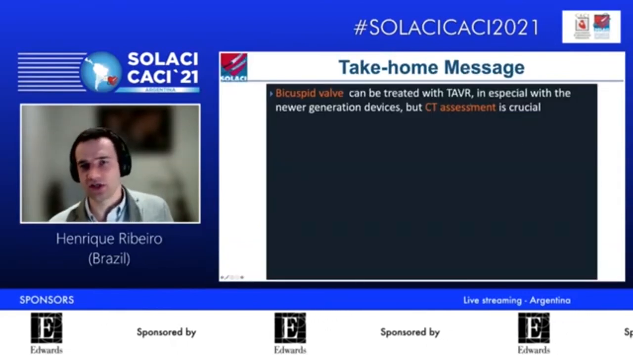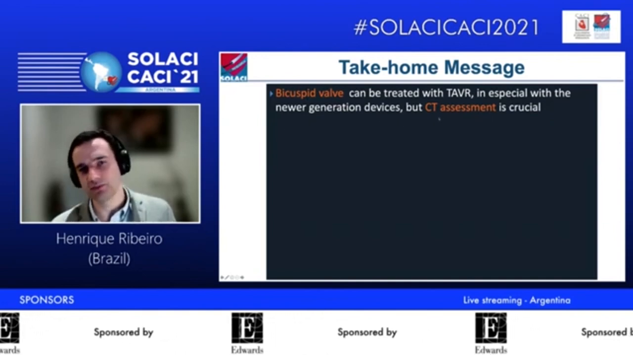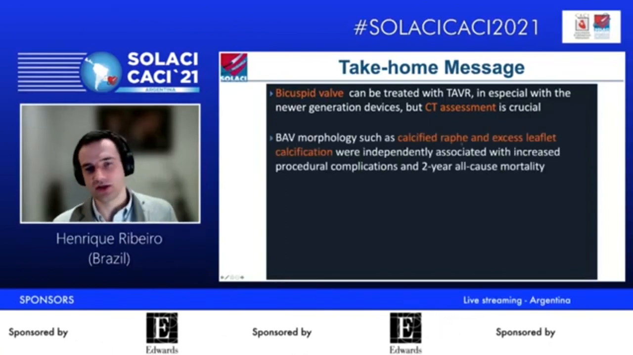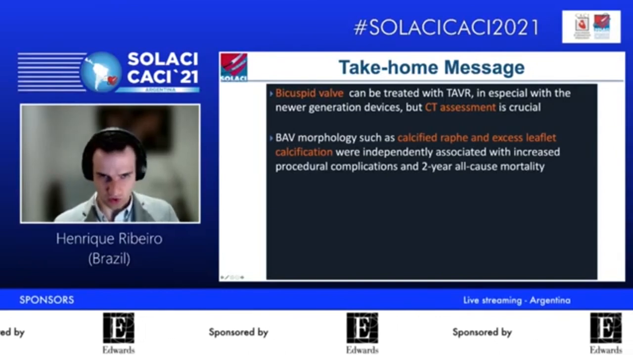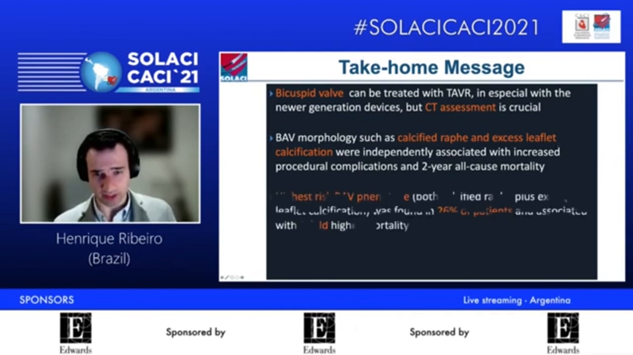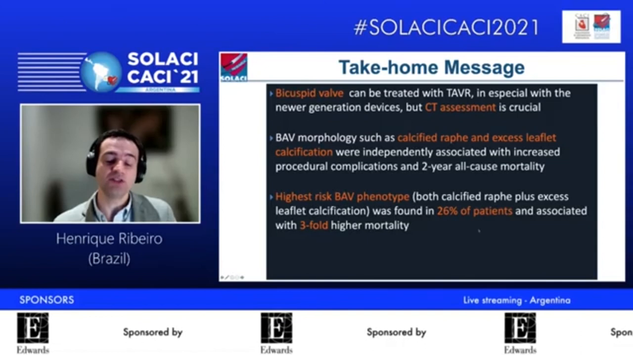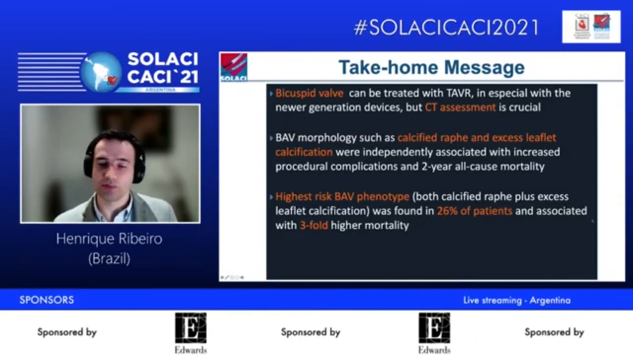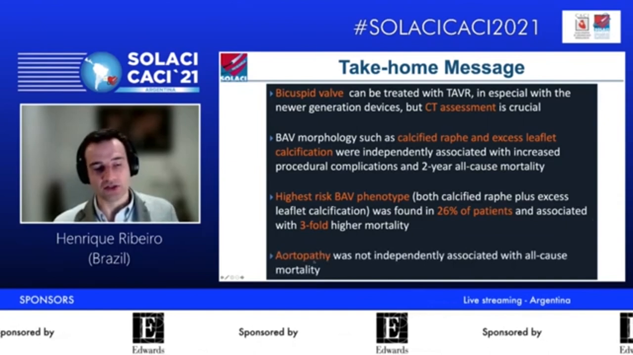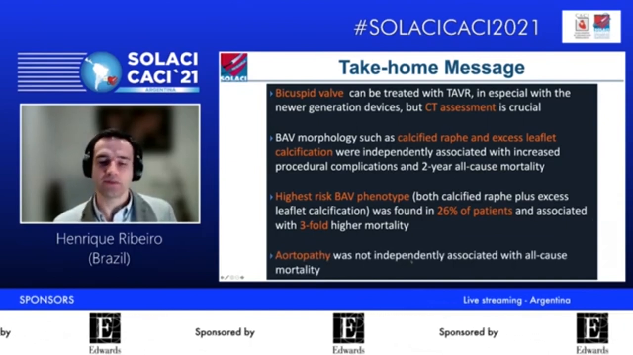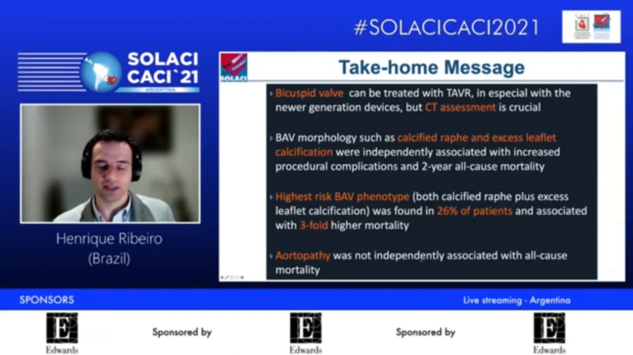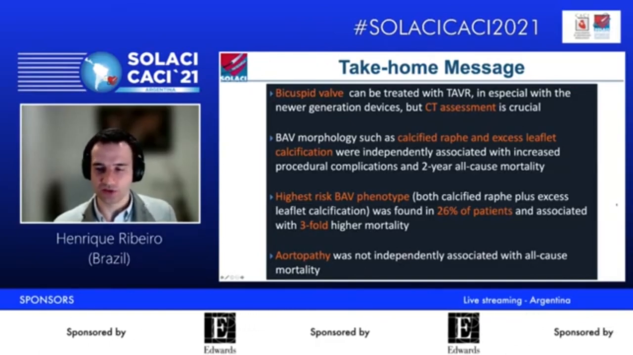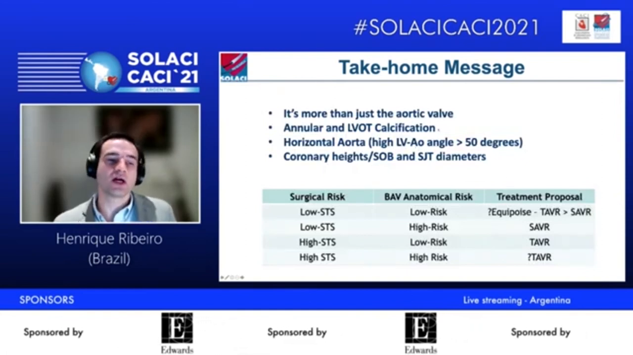So in conclusion, a bicuspid valve can be treated with TAVR safely, especially with the newer generation devices, but CT assessment is crucial. In patients with BAV morphology, such as calcified raphe and excess leaflet calcification, were independently associated with increased procedural complication and mortality. And this is not infrequent in our clinical practice, and it's seen in up to 26% of the patients. Aortopathy, when adjusted for all the independent predictors of mortality, was not associated with all-cause mortality. So it should not be regarded as a contraindication for TAVR in such patients.